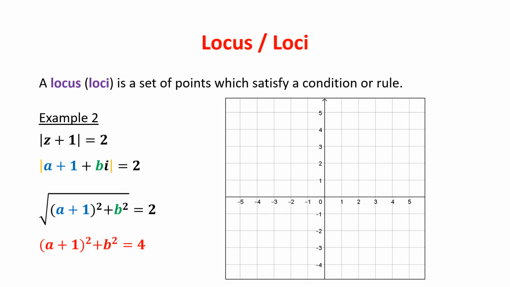And again, this is just a circle equation which has moved to the left by 1. That's what the a plus 1 does in the brackets. It moves it to the left. And it has a radius of 2, because 2 times 2 is 4.